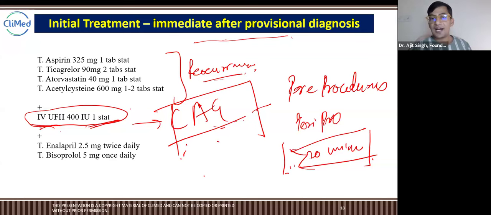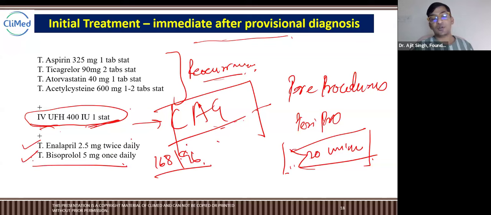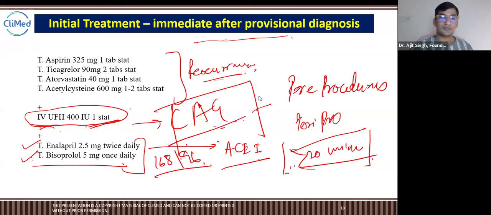Okay. And now the patient already was on bisoprolol 5 mg. But as the BP was very high, I think 168 by 96, so we gave enalapril also. We gave beta blockers plus what is this? Enalapril is what drug category, guys? ACE inhibitors, okay. Angiotensin converting enzyme inhibitor, antihypertensive agent, absolutely, but ACE inhibitors, okay?